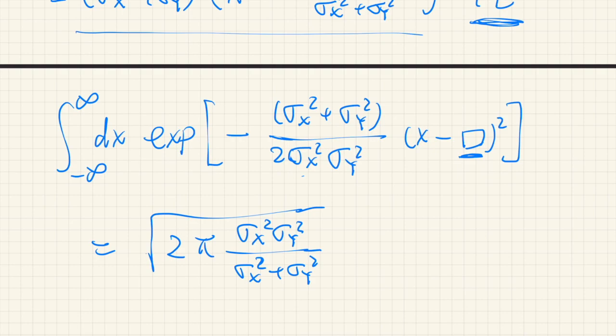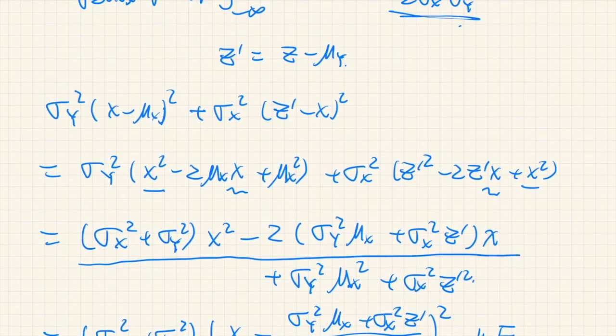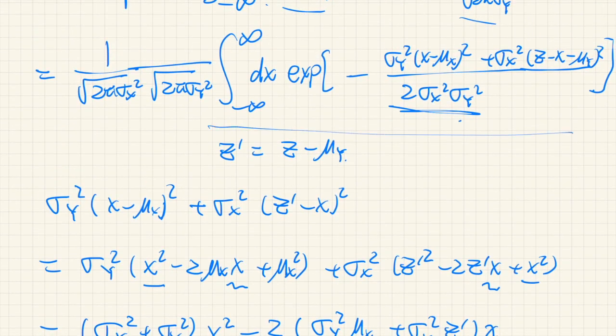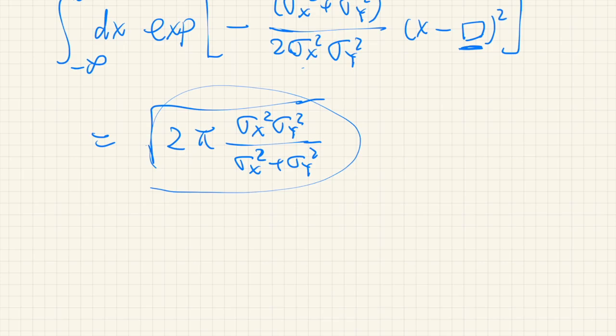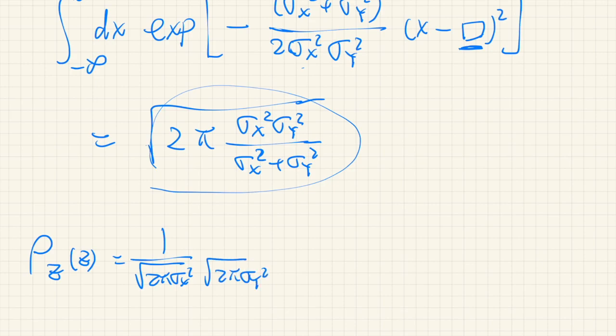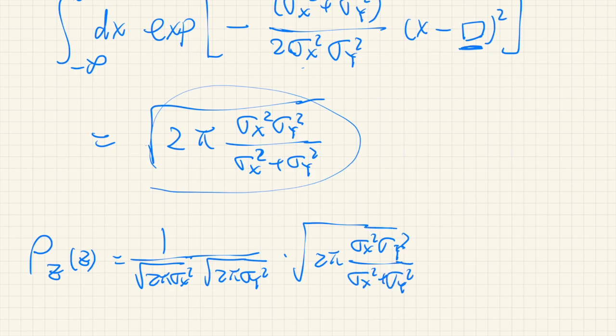So that's it. Let's substitute this into the original integral. Then rho z of z is this, 1 over 2 pi sigma x squared, 1 over 2 pi sigma y squared, times this 2 pi sigma x squared sigma y squared over sigma x squared plus sigma y squared, times exponential of e over 2 sigma x, what is it?